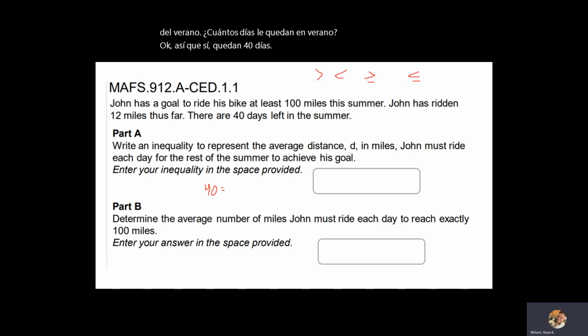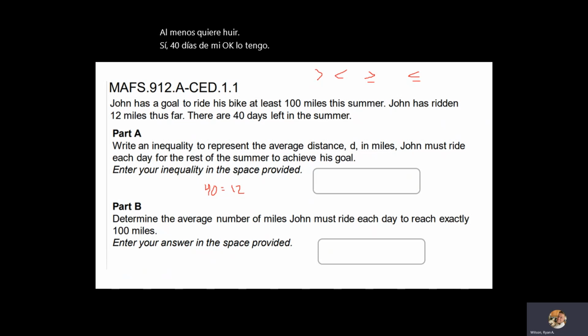And how many miles has he already ran? Okay, or he rode his bike, excuse me. So, John has ridden 12 miles thus far, with 40 days left in the summer. So that's how much he started with. He wants to at least run, he has 40 days left. Oh, okay, I got it.